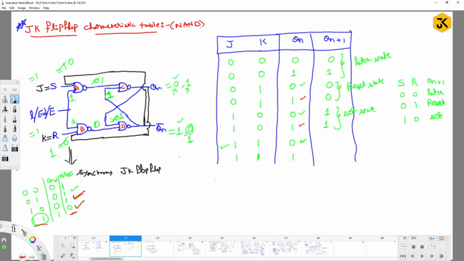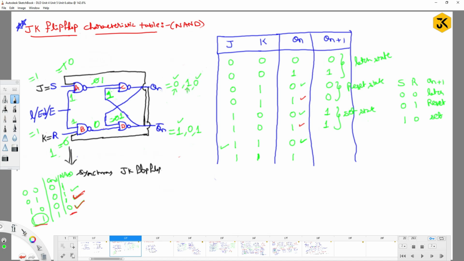This is 1, right? This 1 will be sent to here. What is 1 NAND with 1? 1 NAND with 1 is 0. When 1 NAND with 1 is 0, this is now Qn plus 1, right?